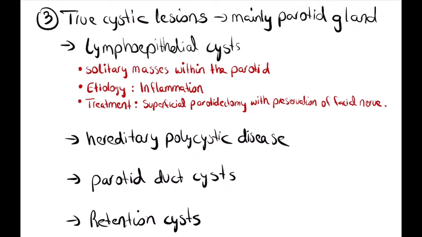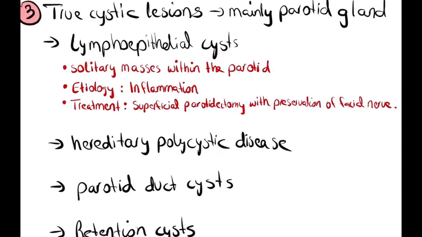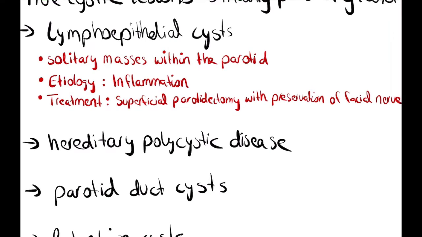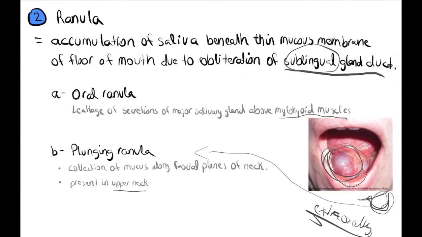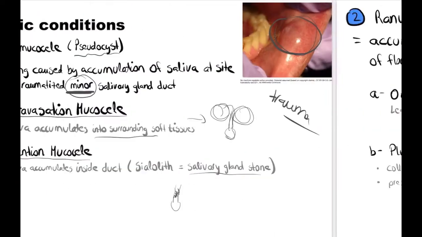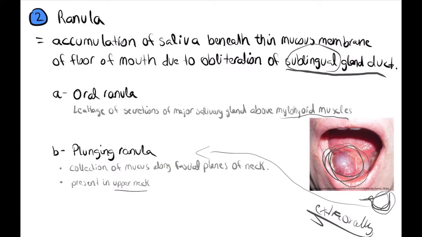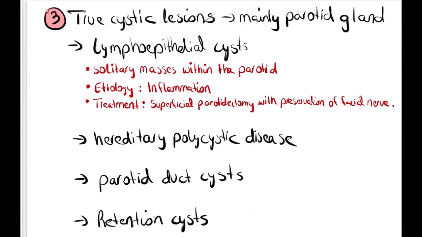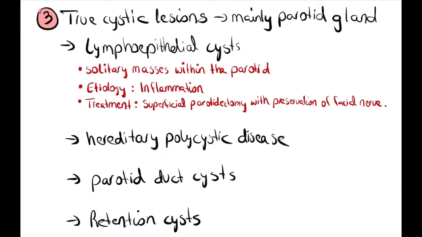So then we have the third type. We have here the true cystic lesions. These are mainly parotid glands. We talked about mucocele, ranula, and now true cystic lesions. Mucocele is due to trauma to minor salivary glands. And then we have ranula due to obliteration of the sublingual gland duct. And now with the true cystic lesions, we talk mainly about the parotid gland, one of the major salivary glands.